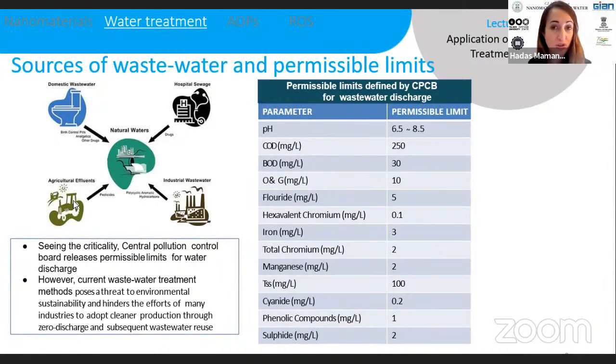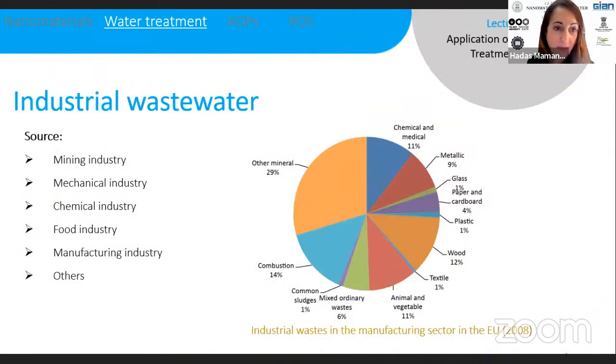Agriculture contamination is usually a huge issue because agriculture runoff is a non-point source, and therefore it's diffuse, and there are many problems and issues with regard to that. Okay. So thinking about which types of industrial wastewater we need to deal with, we have the mining industry, mechanical industry, chemical industry, food industry, manufacturing industry, and others. And this is a list of different types of industrial waste for various sectors.